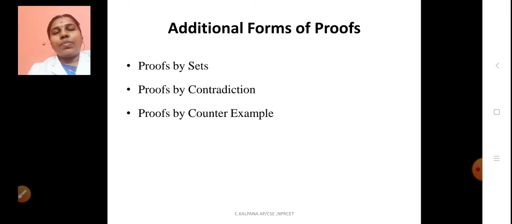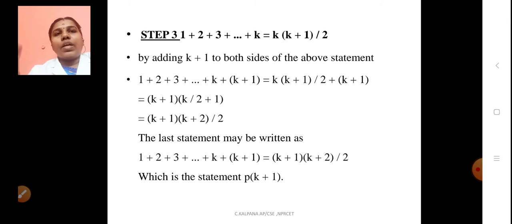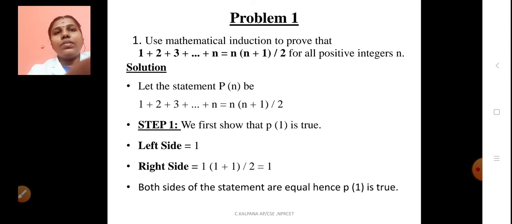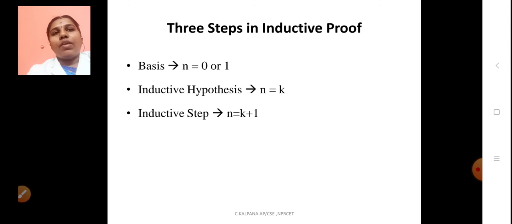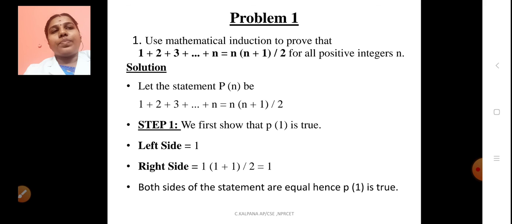I think you will get some clear idea. In the inductive step, you have to prove three statements. First, you have to substitute n equal to 0 or 1. Second, you have to substitute n equal to k. Third, you have to take the equation based on the induction hypothesis and add k plus 1 on both sides. Finally, you have to prove the given statement is true. So this is the main concept of inductive proof. It is one of the important questions which will be asked for 6 marks or 8 marks.